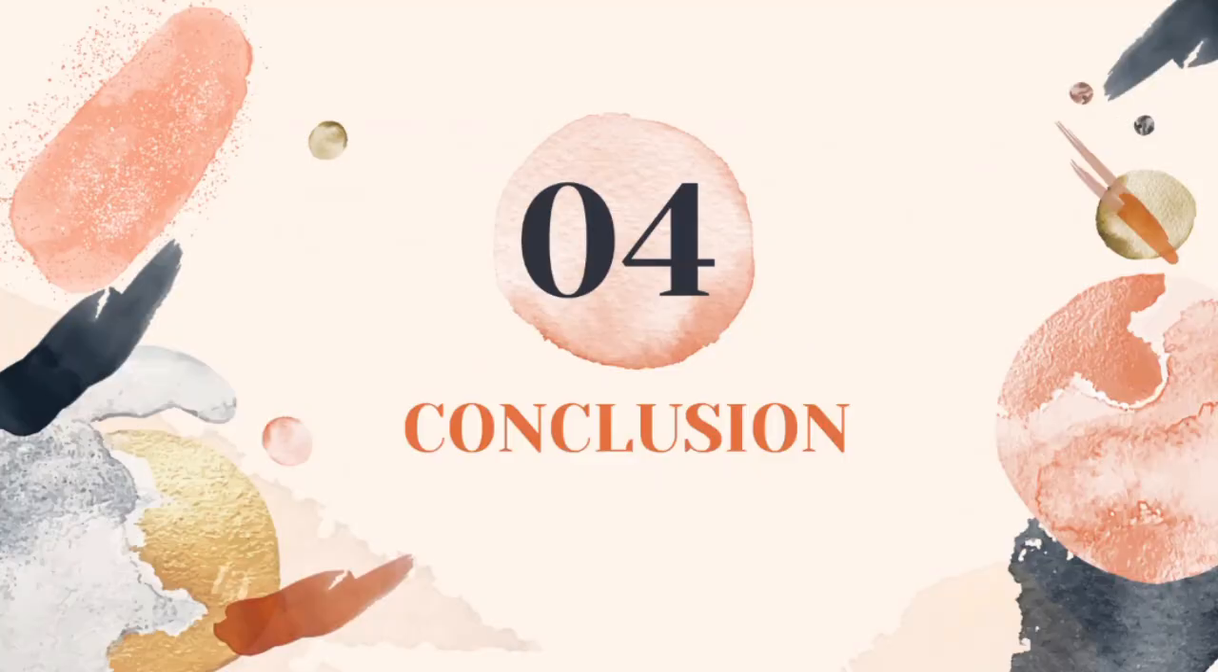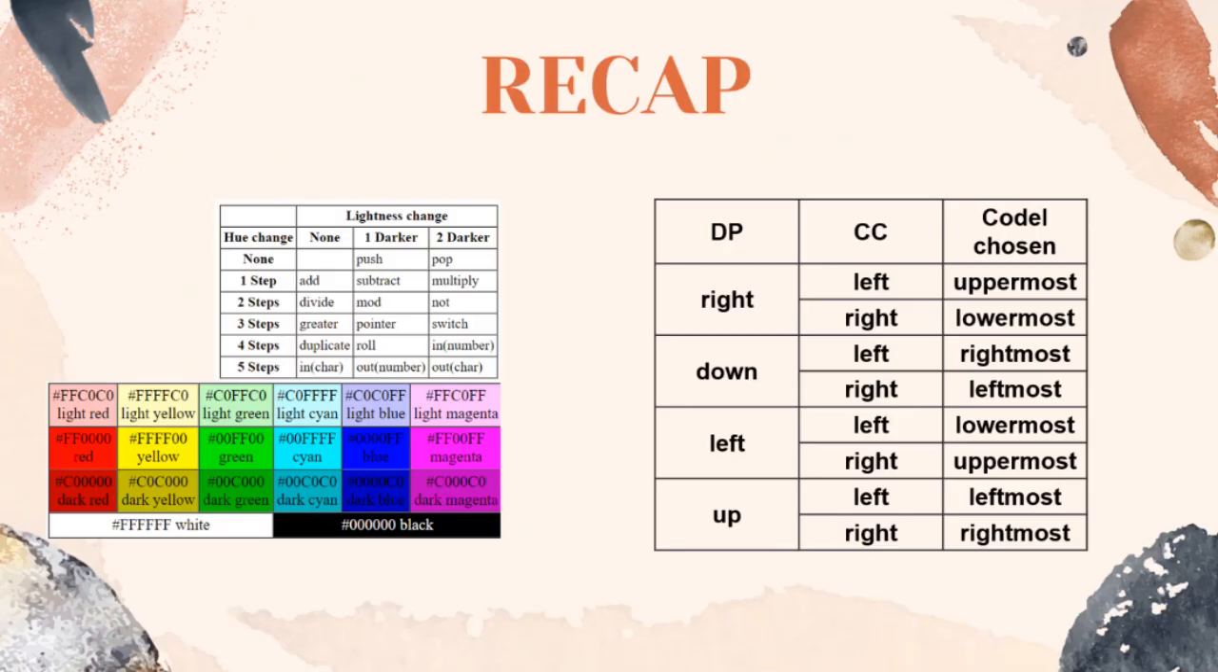We learned about Piet. We learned also the concept of esoteric languages. We debugged some programs, and we learned about the direction pointer and the stack. So here is the recap. These tables are very useful to recap the concept that we discussed. These are all the instructions, and these are the colors accepted in Piet. And here is the table that can help you to know which codel will be chosen.